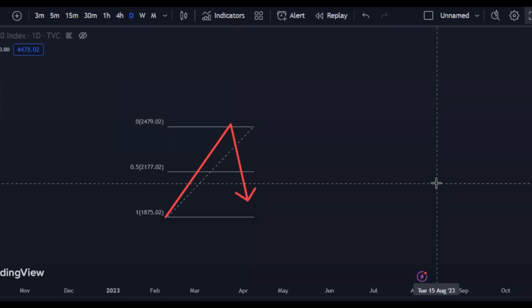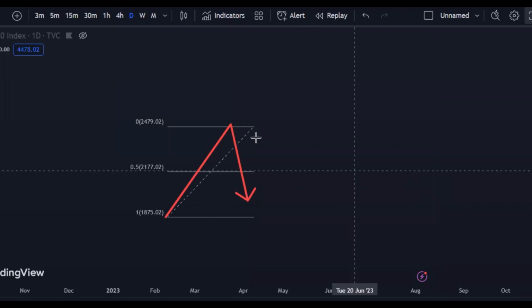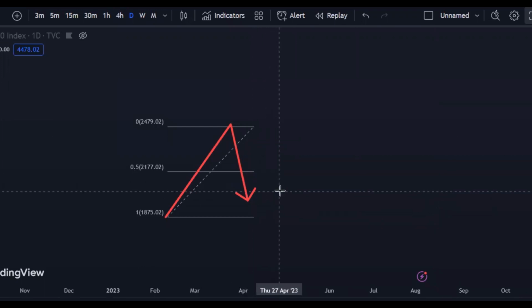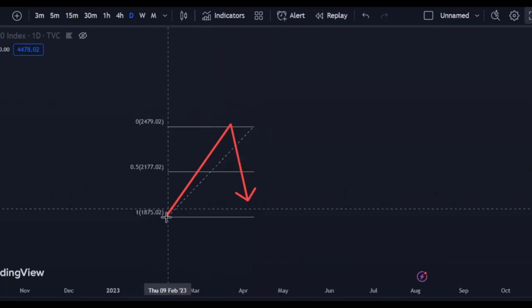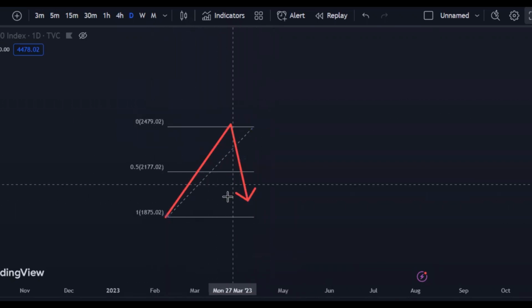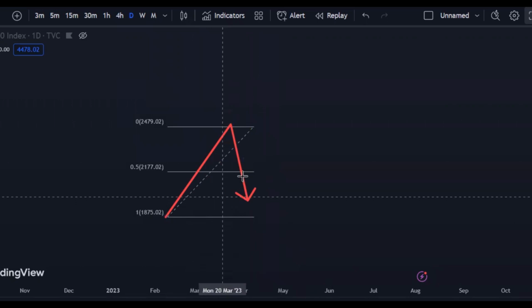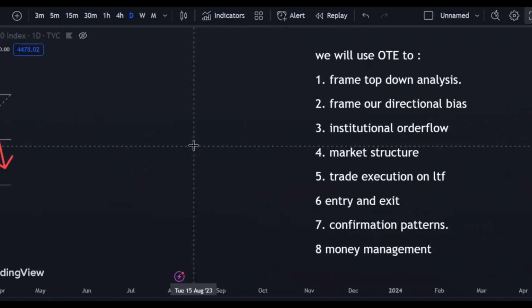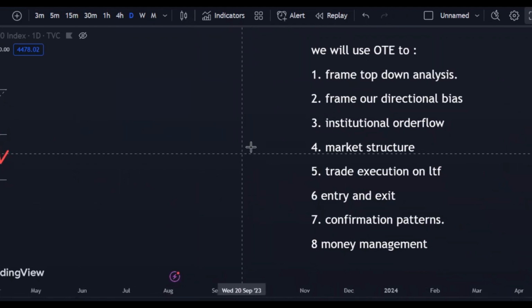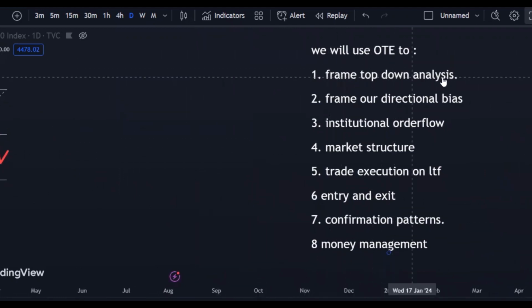Today, I'll be teaching you guys the most powerful strategy in ICT concept, which is optimal trade entry. Now, the only problem most guys have is that they consider optimal trade entry to be something like this, a simple entry pattern with an impulse swing with Fibonacci, not knowing that optimal trade entry is more than that, all right? Because definitely what I'm going to show you guys today is something that most of you have not been used to, okay? Because we'll be using optimal trade entry to frame top-down analysis.